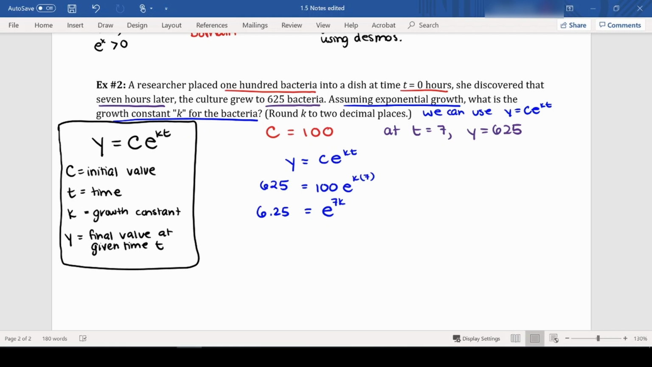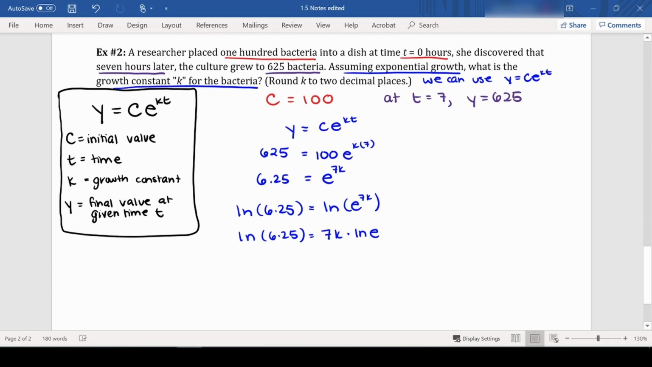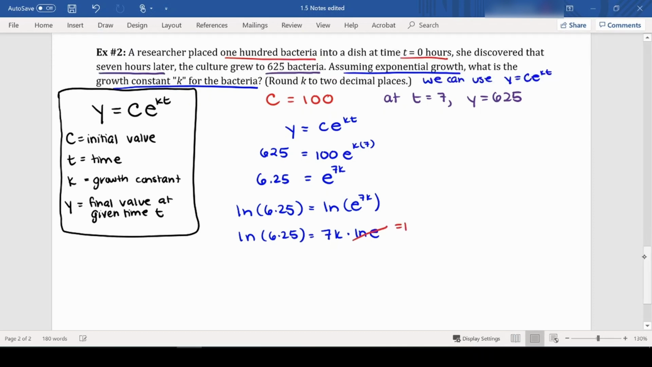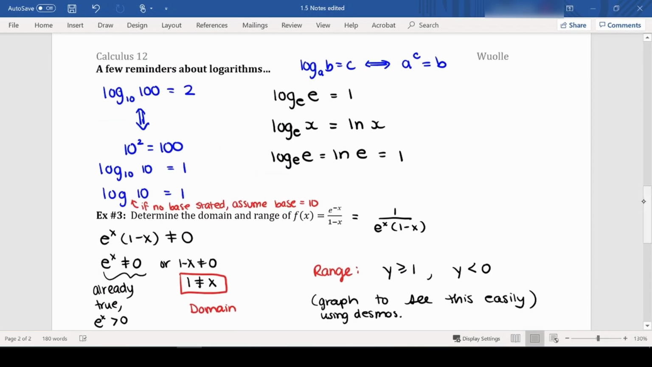All right. So if I ln both sides, that's going to allow me to bring the 7k down in front on the right. And because I logged using the same base as the base of my exponential, you did that on purpose so that that would equal 1. So ln e is equal to 1. Remember, that's just the same as log base e of e from up here. Okay, these are going to come in handy.